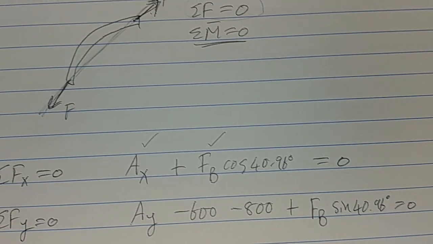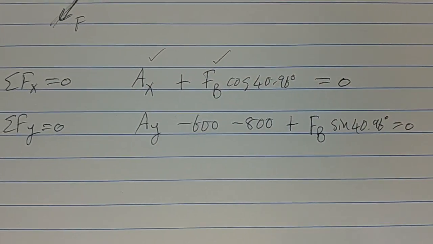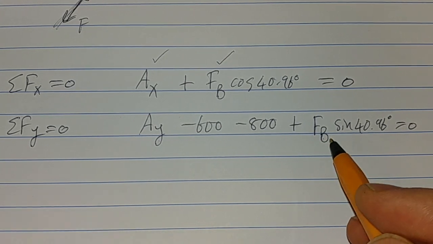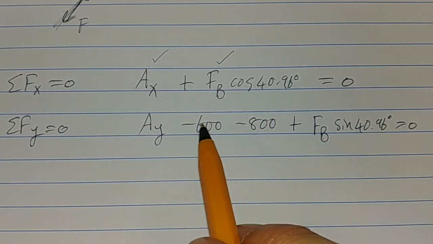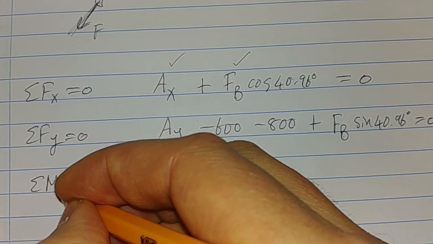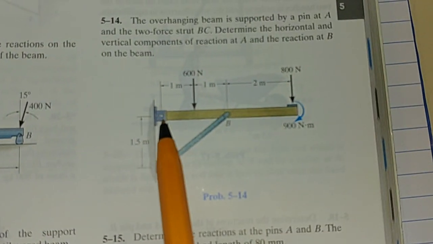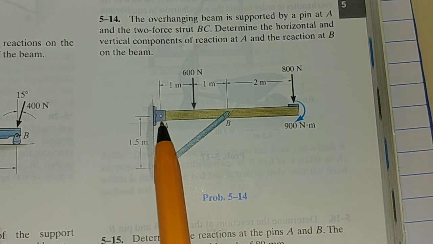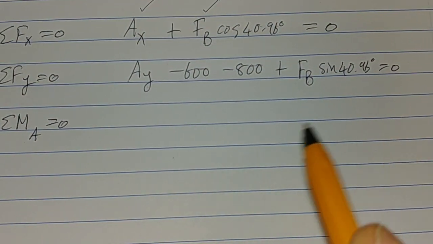Then, because we don't know what AY is and we don't know what FB is, we've actually got three unknowns and two equations here. So we need another equation, the sum of the moments about A. Let's choose to take moments about A, because that will cancel out the AX and the AY reaction forces, okay?